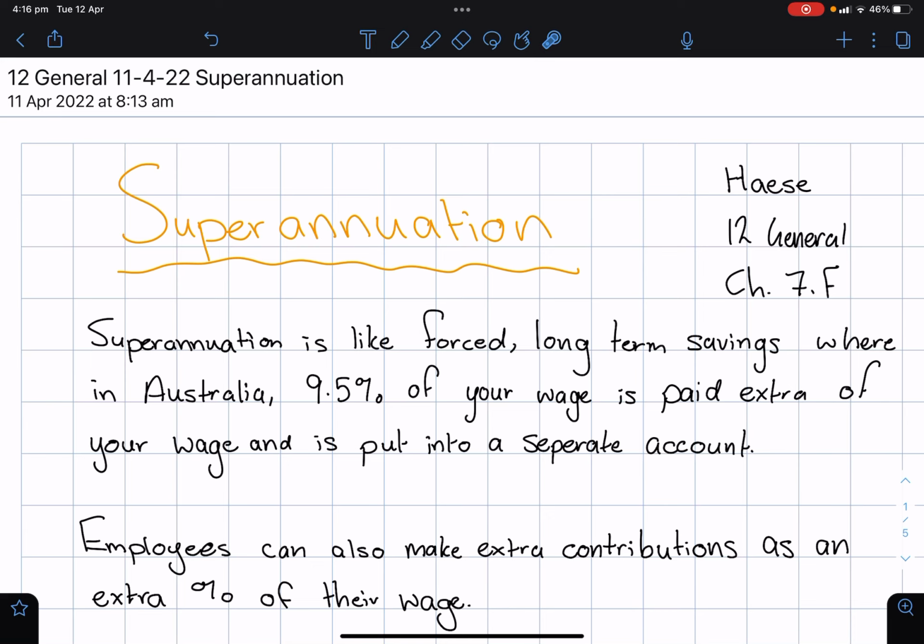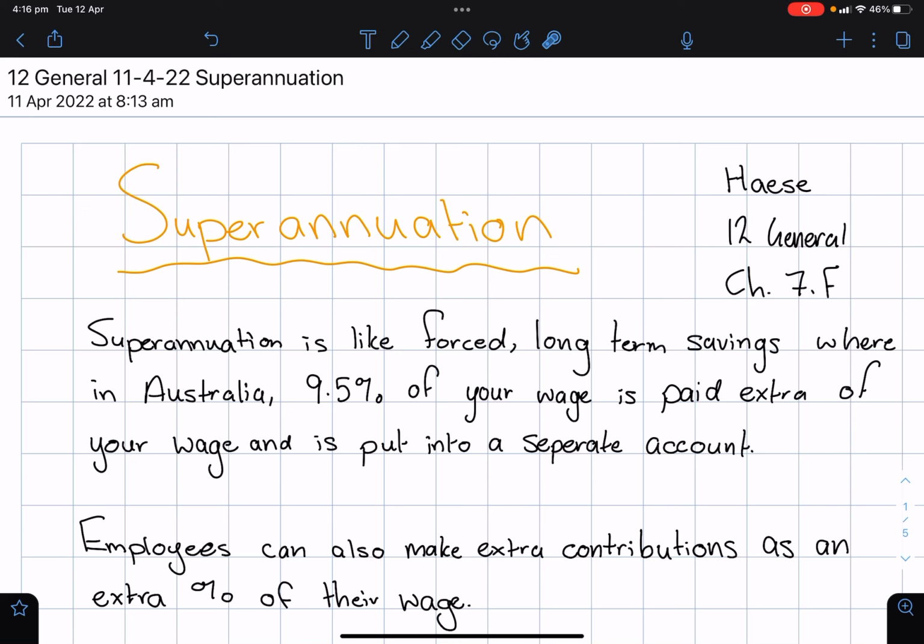So today we are going to jump a little bit ahead in our financial modelling, and we're going to start looking at superannuation, or if you're in Australia, your super. So this is looking at chapter 7F in the Hazy 12 General textbook.